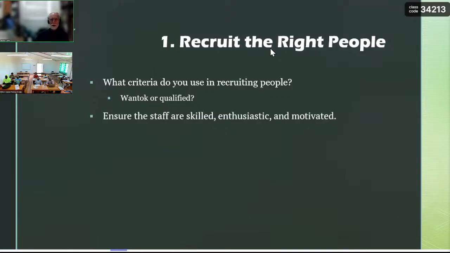Okay, make sure they are skilled, enthusiastic, and motivated. You'll see their enthusiasm and motivation if that comes through at the interview, then you're really in good shape. You can take them on for a probation period. Does anyone know what that is?